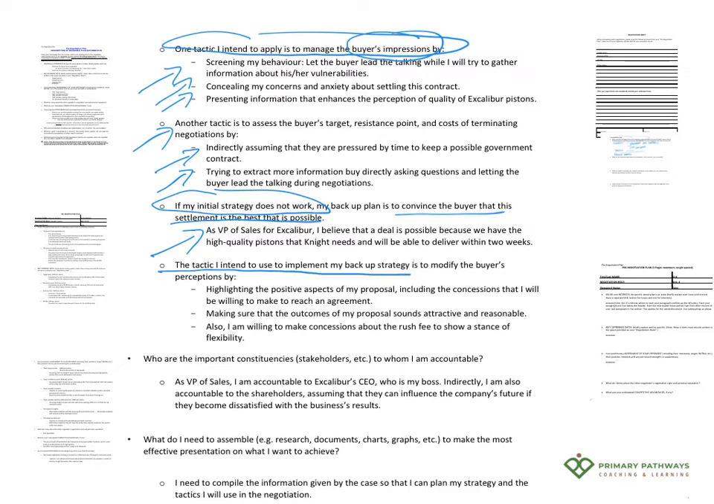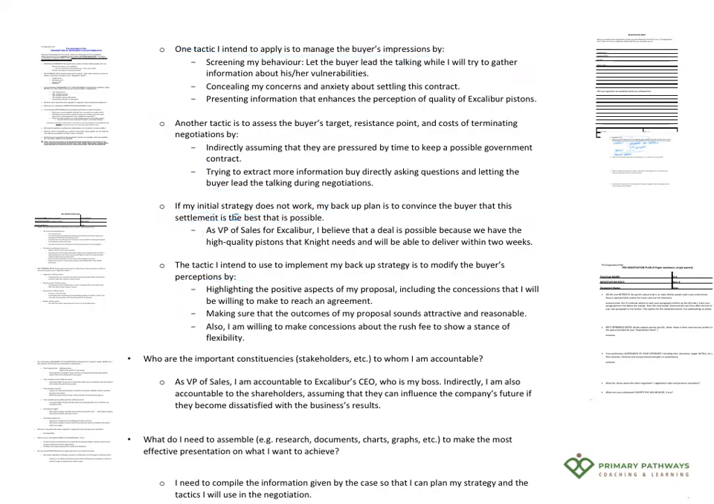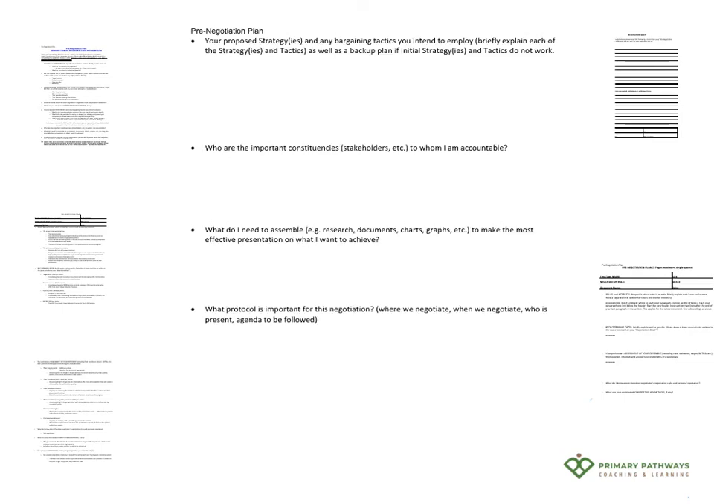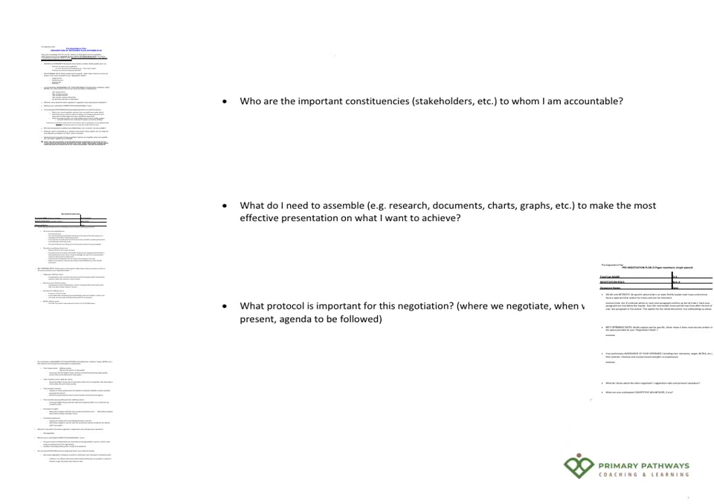The tactic that she's chosen to go along with this backup strategy is to modify the buyer's perceptions by, and then she lists these 3 actions that she's going to take that support that tactic: highlighting the positive aspects of her proposal, making sure the outcomes of the proposal sound attractive, and being willing to make concessions. She backs up her tactic with these 3 specific items that are actions and what she's thinking about in terms of executing the tactic.